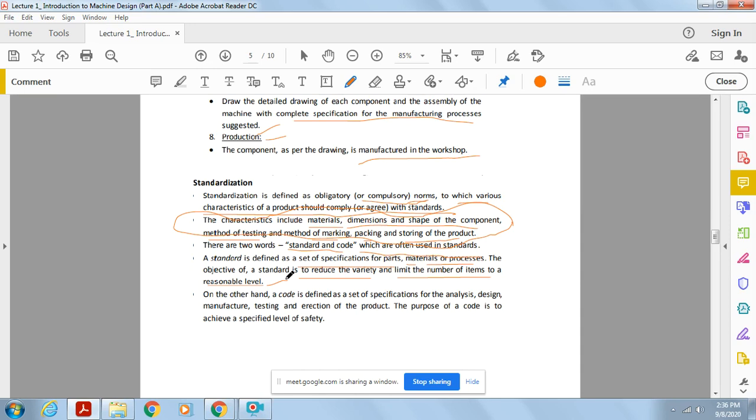Company X will produce its design in its own way. Company Y will produce its design in its own way. Company Z will produce its design in its way. So every company will follow its own procedure. What will happen is that a large amount of design variety will come into the market. That variety we will not accept.